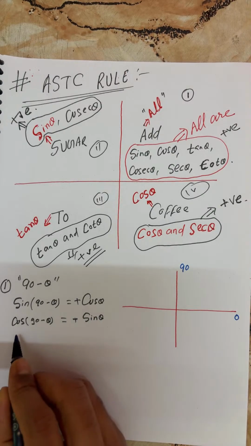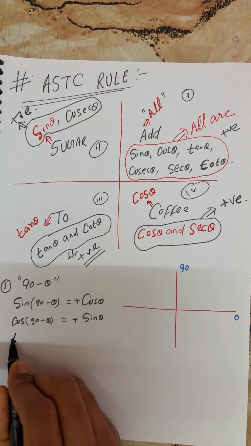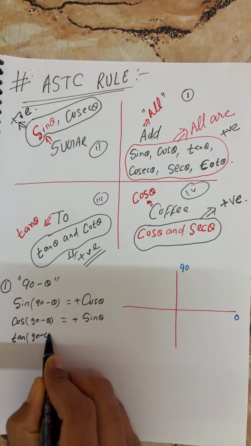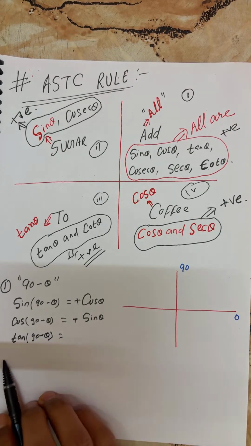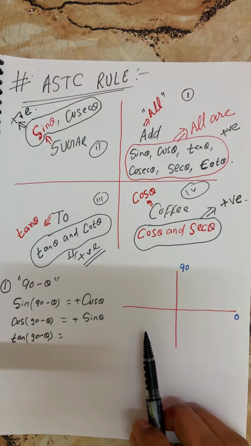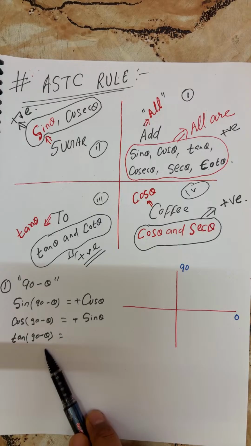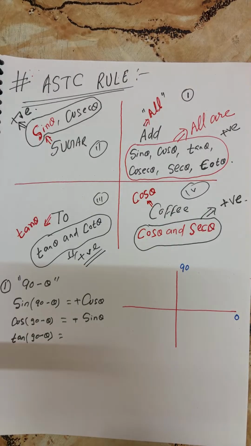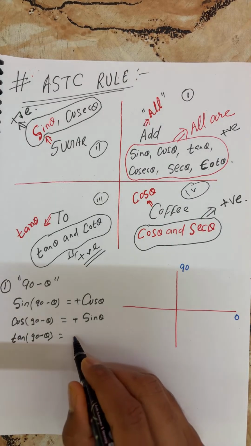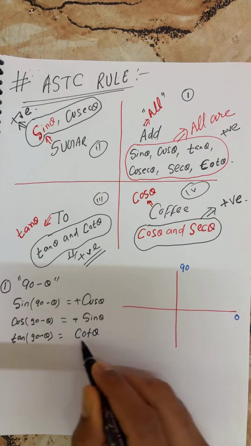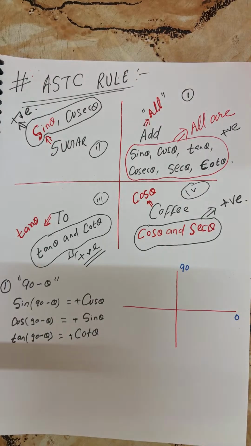Now next one: sin, cos and tan theta. Tan of 90 minus theta. Again, this is in the first quadrant, so it will be positive, but for tan 90 minus theta the function will change. So this is plus cot theta.